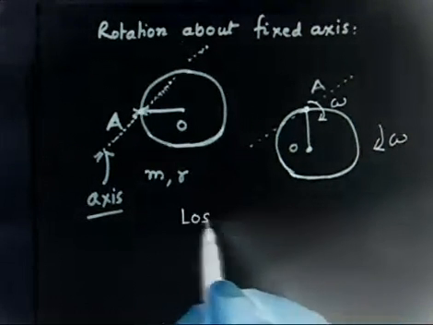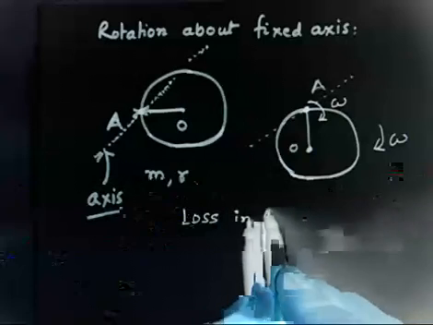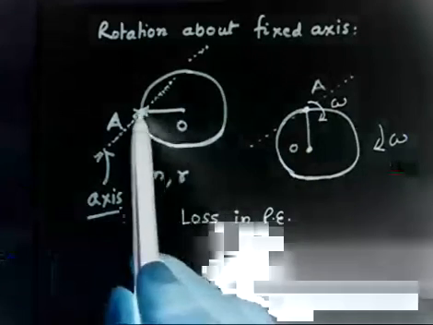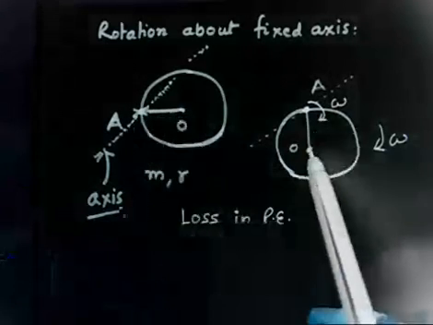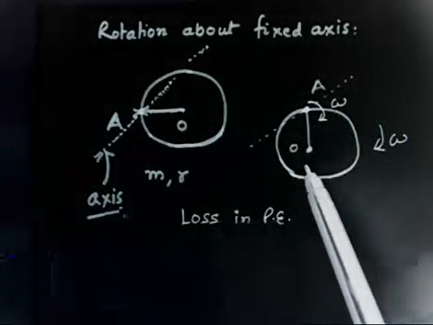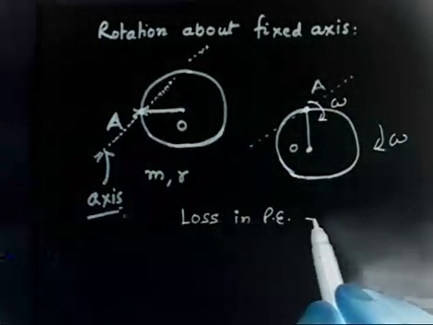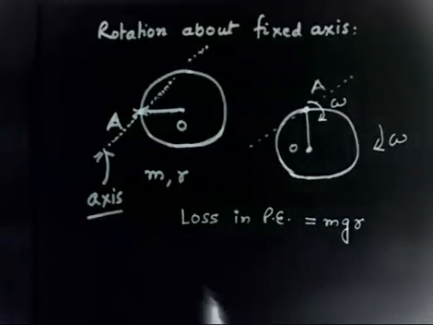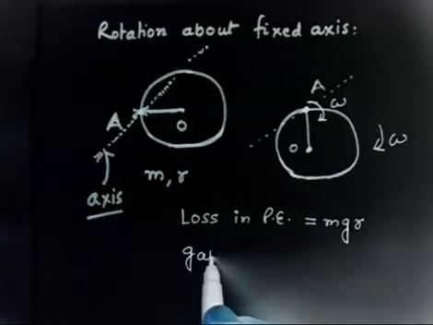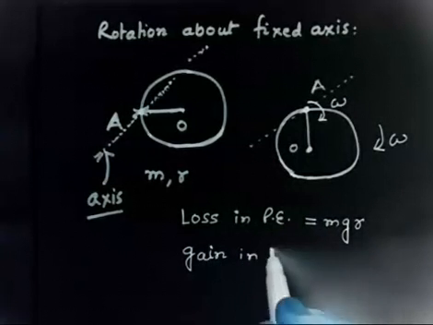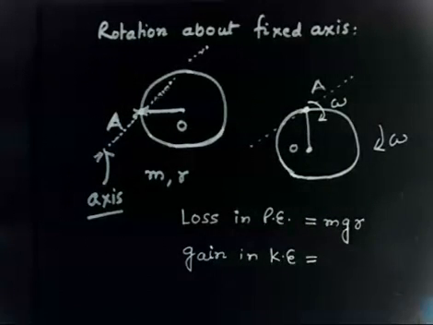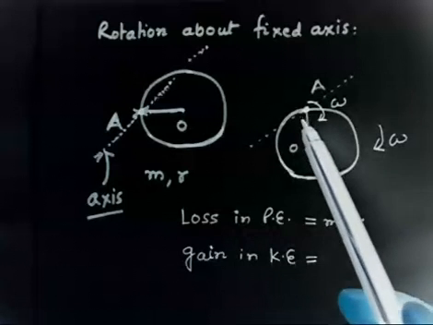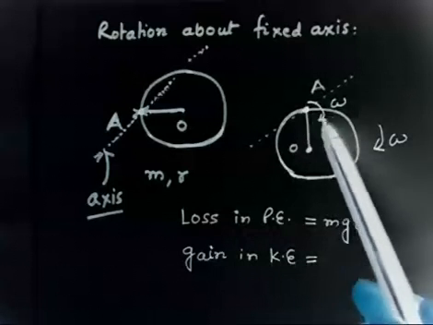What is the loss in potential energy? Initially the potential energy is here. Now this has come to r distance lower, so the center of mass has lowered by distance r. So the loss in potential energy is nothing but mgr. Are you getting? Now let us say what is the gain in kinetic energy. If you see about this axis, this is a pure rotation. So about this axis, this is a case of pure rotation.